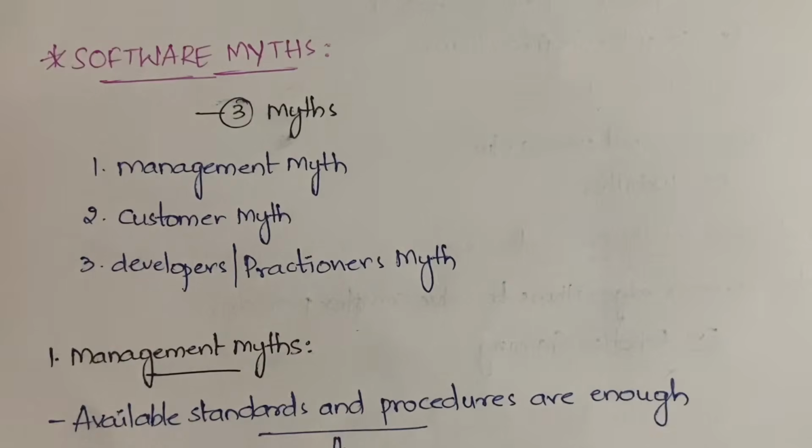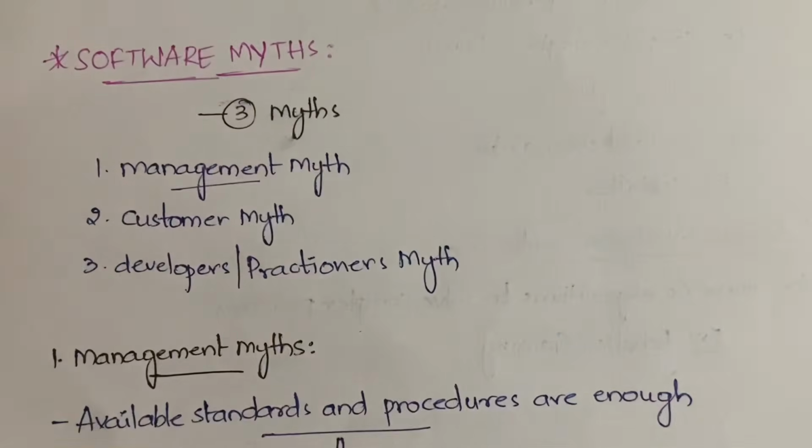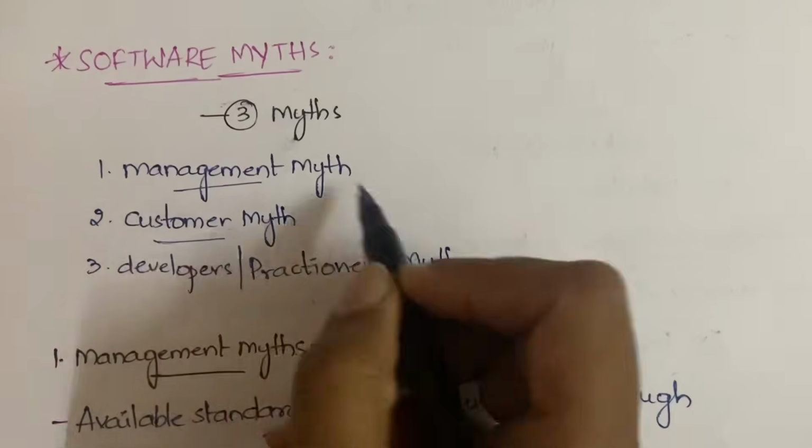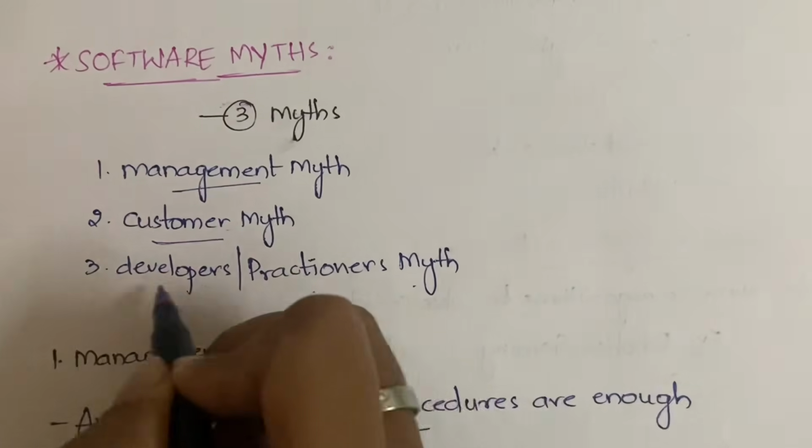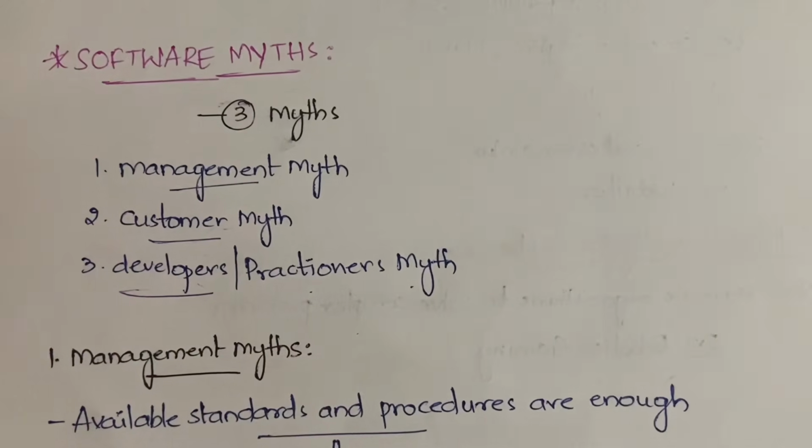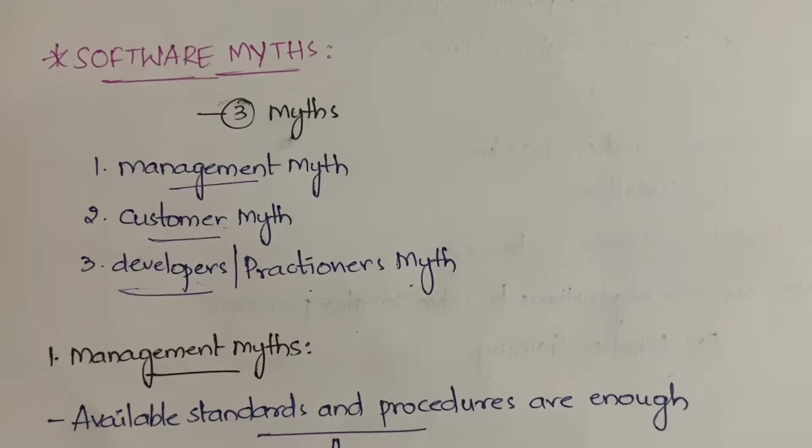So now let us see what are the different software myths we have. We have three types of myths actually. Management myths, that is the myths of the management people. Next is customer, that is of the customers, and the developers or the practitioners. You can say developer myths simply. So again in each we have some subcategories. In management myths we have 3, in customer we have 2, and in practitioner we have 3. Let us see them now.